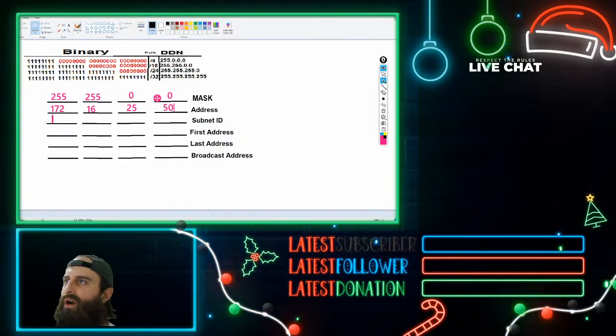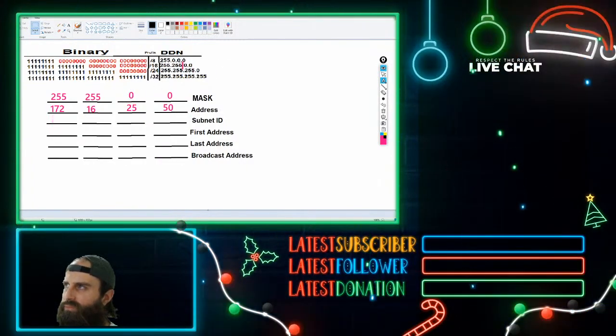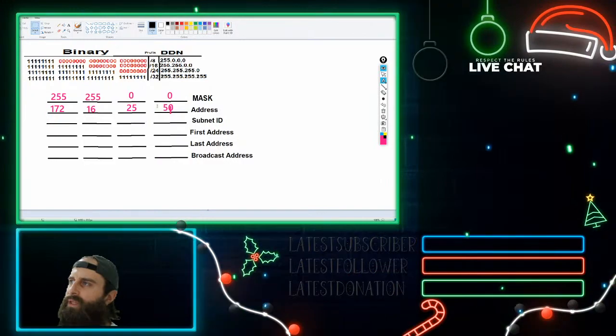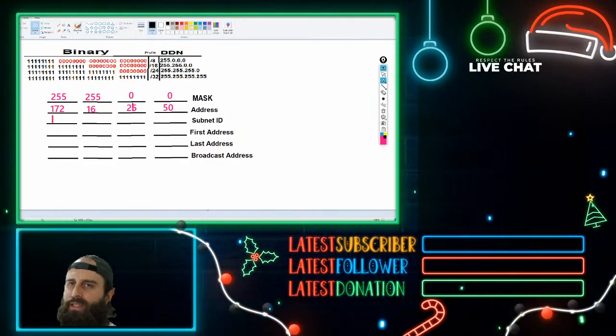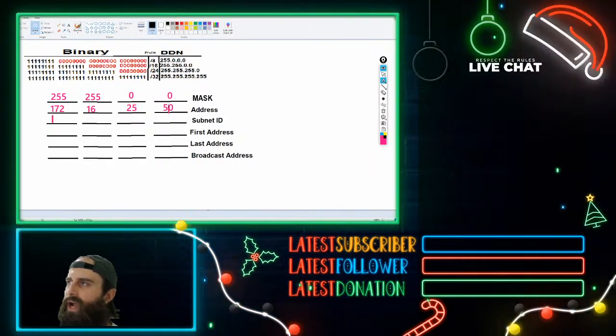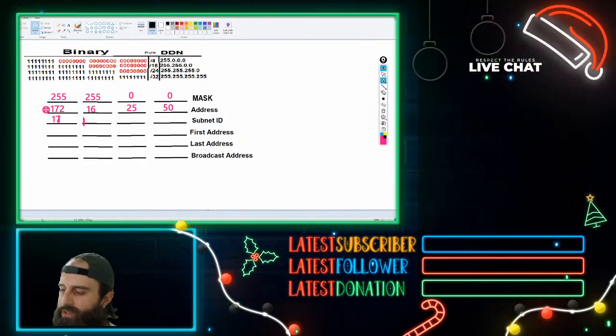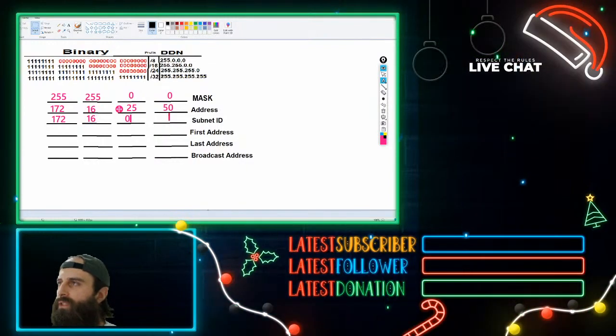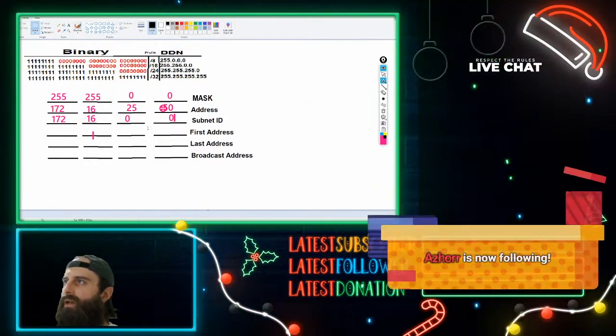Now let's find our actual subnet ID. Remember the rule: when there's a 0 in our mask, these turn to 0 to find the subnet ID. It's as simple as these now become 0. So it'd be 172.16.0.0.